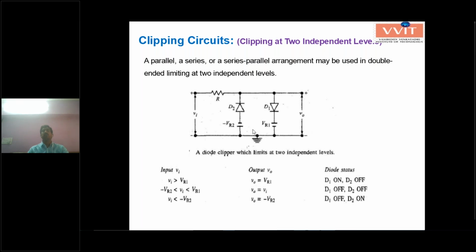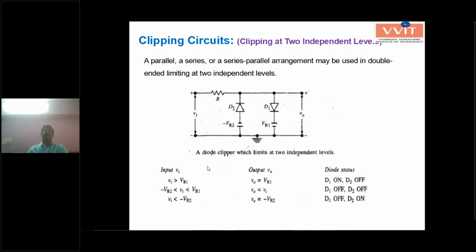By choosing proper values of reference voltages VR1 and VR2, both will be the same, and the frequency will be constrained. Then the sine wave is converted to a square wave. That is a two-level clipping circuit. This is one of the important ones.